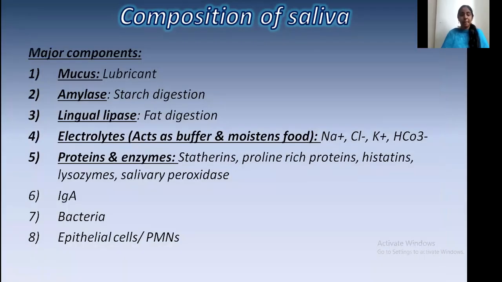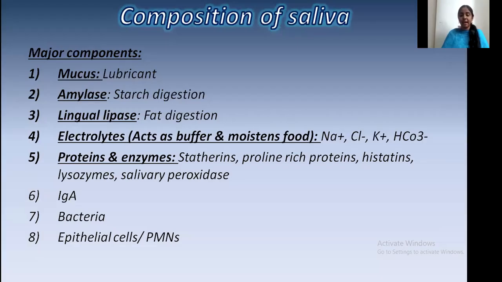Moving on, major components of saliva are mucus, which is a lubricant, amylase, which digests starch, lingual lipase, which helps in fat digestion, electrolytes like sodium, chlorine, potassium, and bicarbonate. These electrolytes act as buffer and they moisten food. And the main buffer in the saliva is the bicarbonate system. This is a one word, which is the main buffer in the saliva, bicarbonate, HCO3 minus.